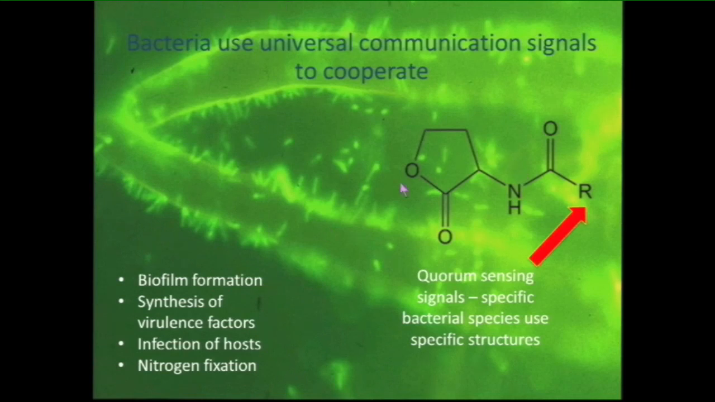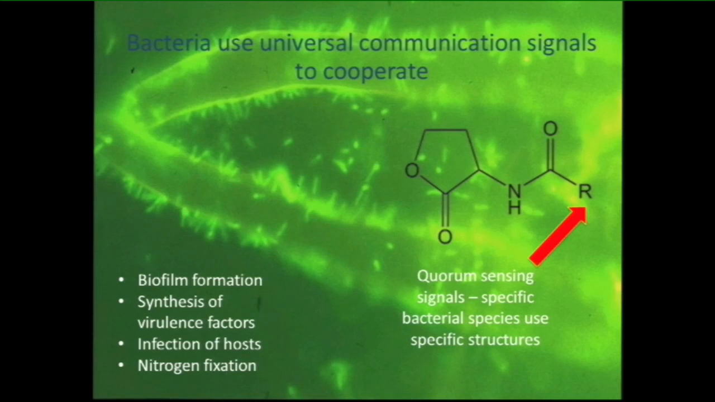This is one class of these signals. They're called acyl homoserine lactones. They have this structure, and the side group is specific for certain bacteria that produce them. So different bacterial species produce very specific language signals, or mixtures of these signals. And production and perception of these signals is really important, for example, for biofilm formation, not just in plants, but for all bacteria, biofilm formation, synthesis of virulence factors that they might need to invade a host, infection of hosts, nitrogen fixation, and many others. So without these language signals, the bacteria cannot get themselves organized. They cannot switch into certain behaviors.